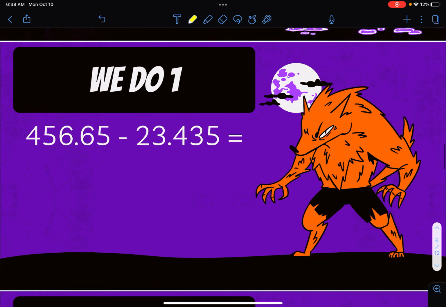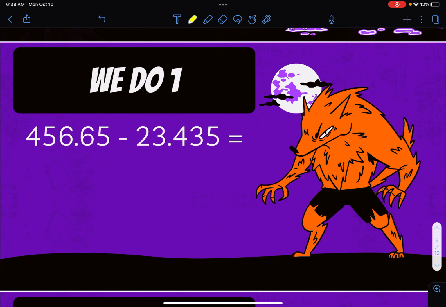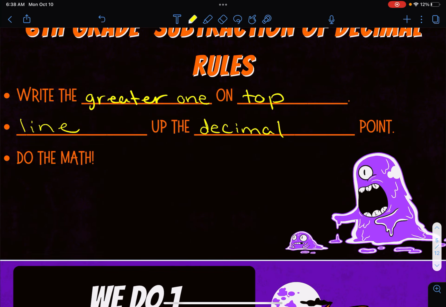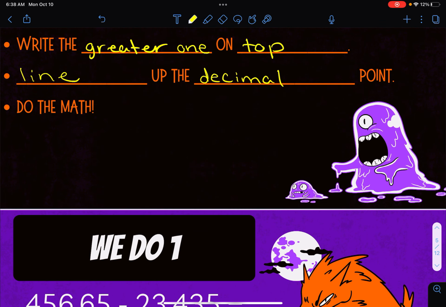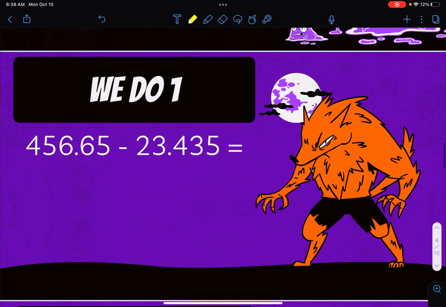Okay, so this is our first example. So we're going to follow our subtraction rules. We're going to write our bigger one on top and then line up the decimal. So which one of these is greater, 456 and 65 hundredths or 23 and 435 thousandths? So yeah, although one ends in hundredths and one ends in thousandths, 456 has a greater whole number, so 456.65 would go on top, and then at the bottom we would have 23.